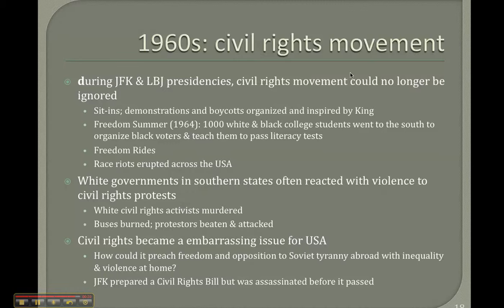It really shows us, again, much like the Vietnam War, the power of television in this era to really motivate people to take action against the injustices that they see in their society. Suffice it to say, civil rights became a very embarrassing issue for the United States as they tried to fight against communism abroad.